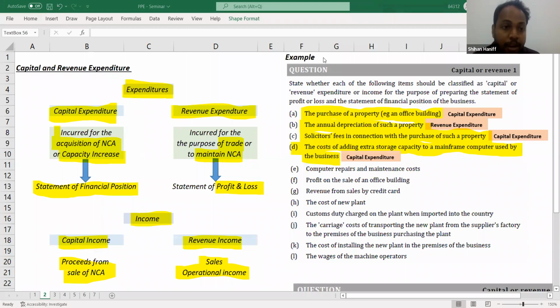So what is installation cost? Installation means installing. As I said, the machinery, you buy the machine and you install it in your factory. Installation cost. Repair is that cost. Computer repair and maintenance, simple. It's revenue. It's not capital, it's revenue.